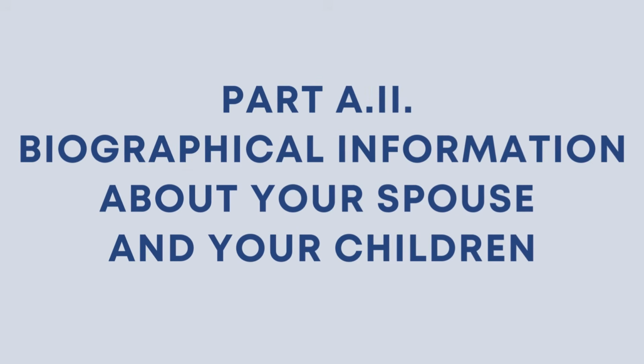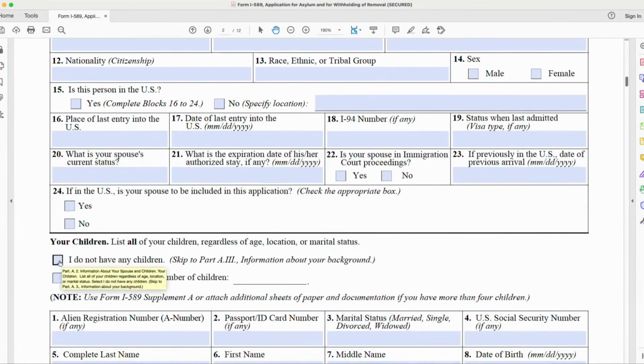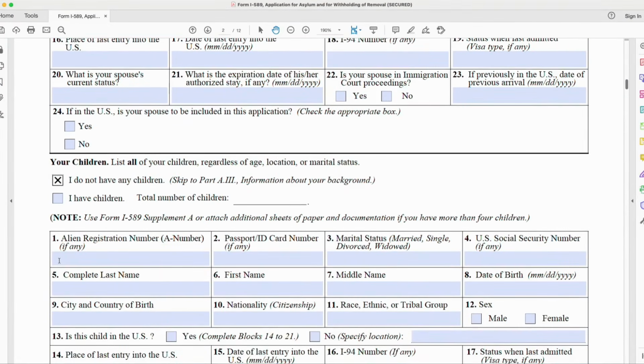Part A.II, biographical information about your spouse and your children. The next two sections ask for information about your spouse or children. If you are not married or do not have children, you can check these boxes that say, I am not married, or, down here, I do not have any children. Then, you can write NA in the spaces. If you check those boxes that you do not have a spouse or children, you can also skip ahead to the next section of this video.